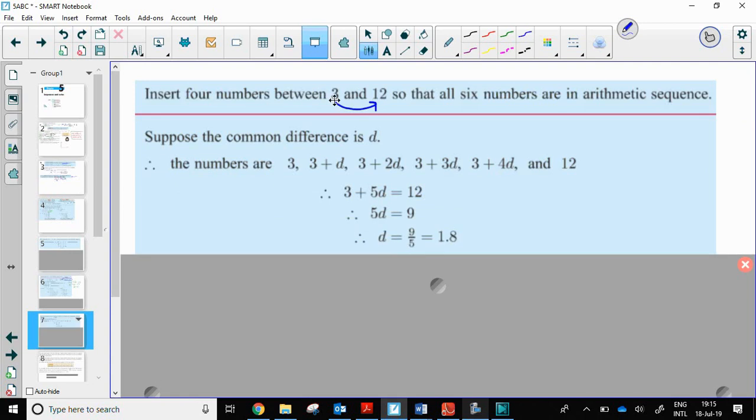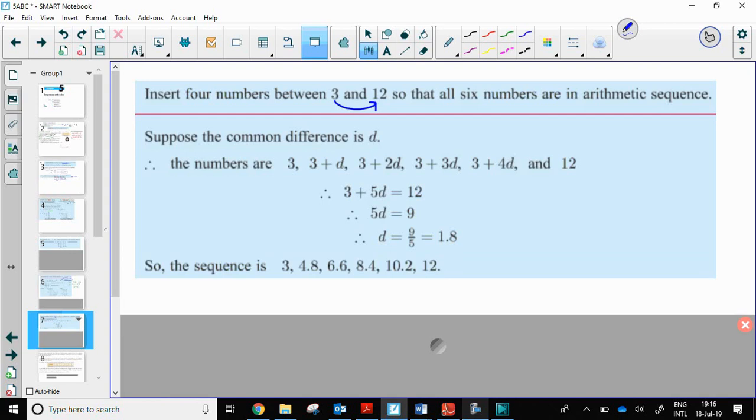Great, and now we just need to figure out what those numbers are. So we're just going to add 9/5 or 1.8 to 3, and then keep adding 1.8. Awesome. So there's some junk you can do with arithmetic sequences, and huzzah.